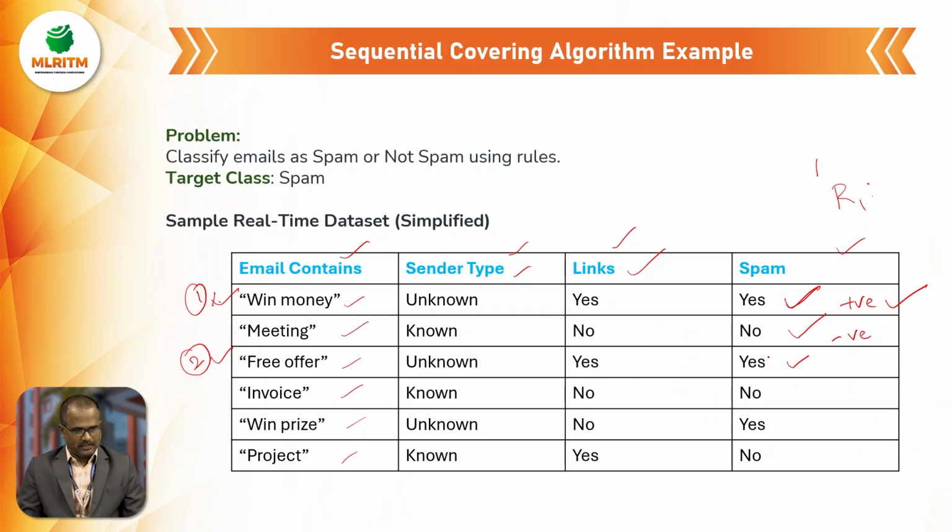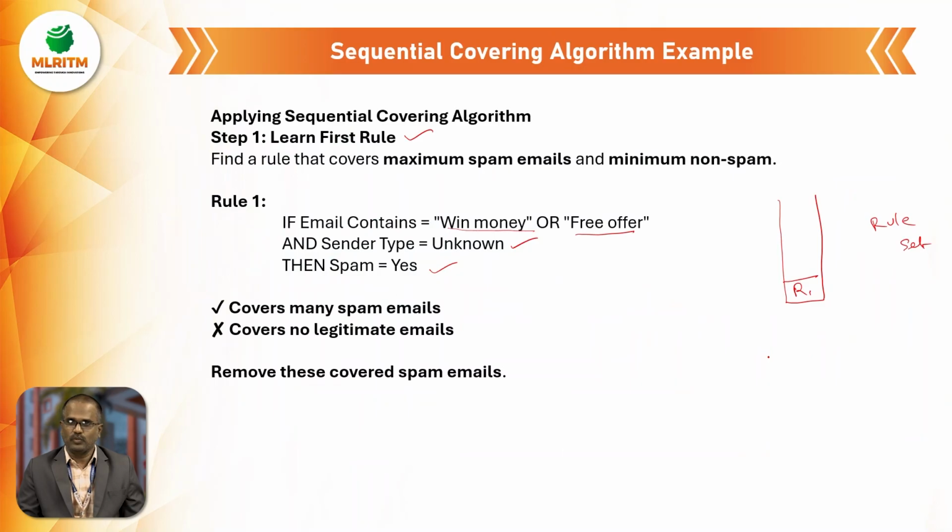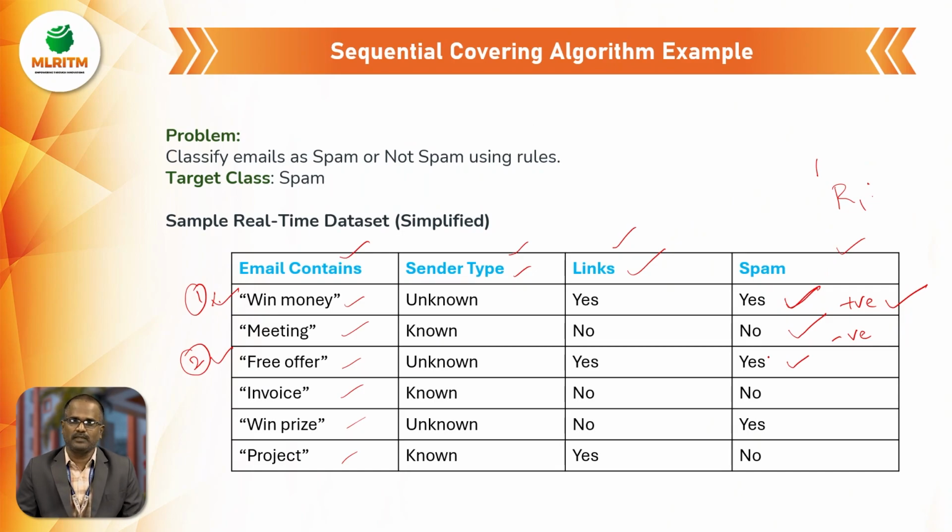Next, what is rule 2? We need to form rule 2. Before going to learn rule 2, first of all, we need to remove the examples from the data set which are covered by rule 1. After removing these two examples from the data set, how many positive examples are left? Only one positive example is left. Remaining all are negative. We don't consider those; we consider only positive examples. So now we need to cover this positive example. For that also we need to write another rule.